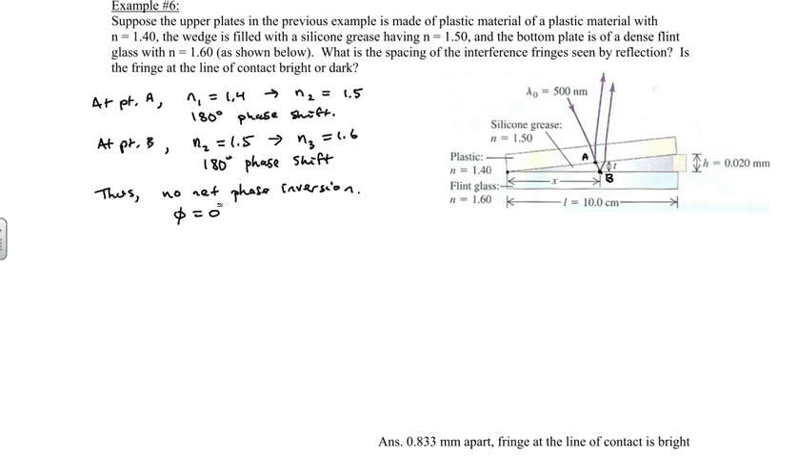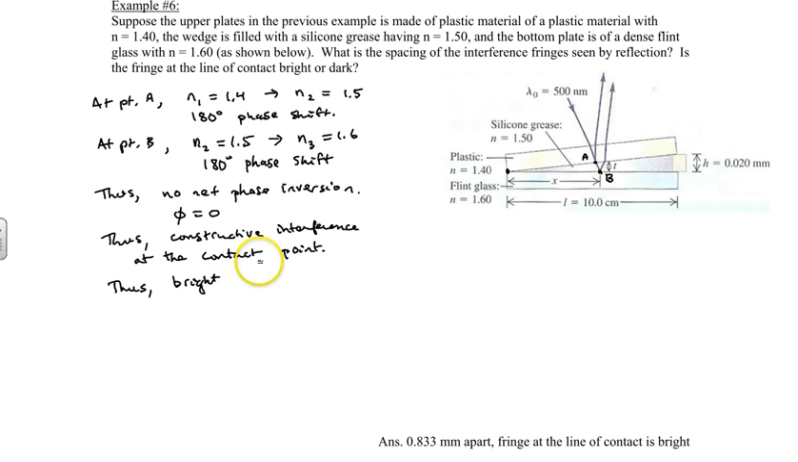So this means that if you were to bring points A and B closer and closer to the point of contact, when t is essentially 0, then they are going to be in sync with one another. They're going to be crest to crest and trough to trough, so therefore we will have constructive interference at the contact point. Thus, we have a bright fringe there.